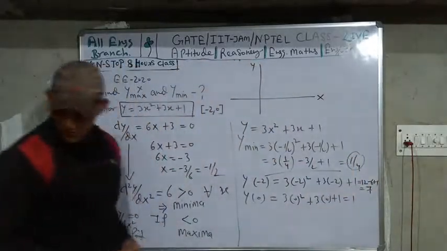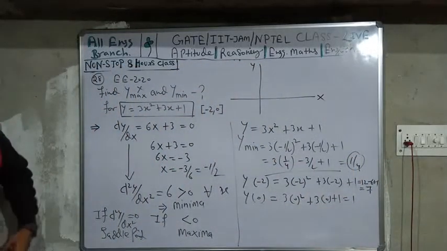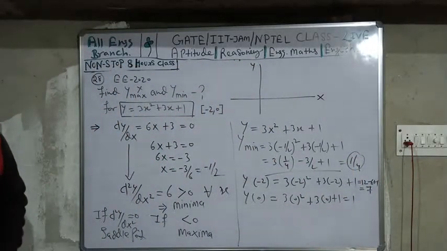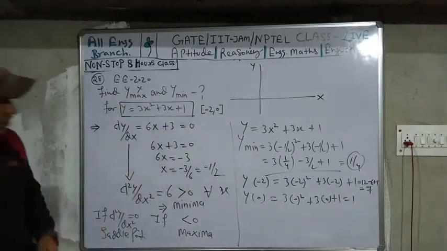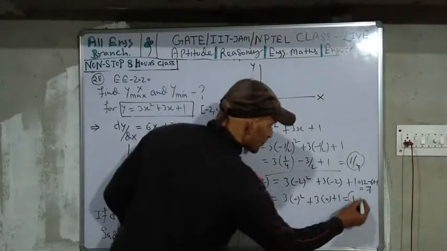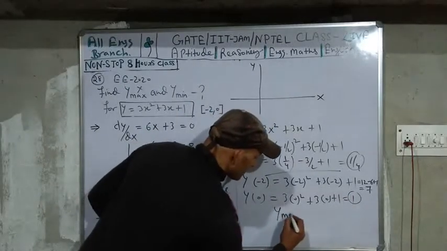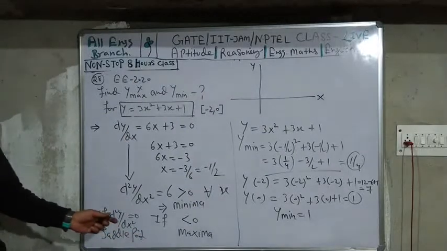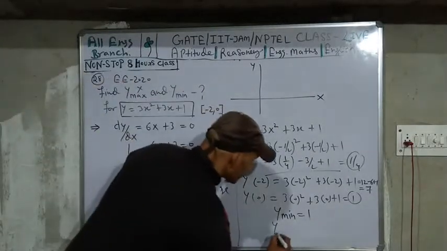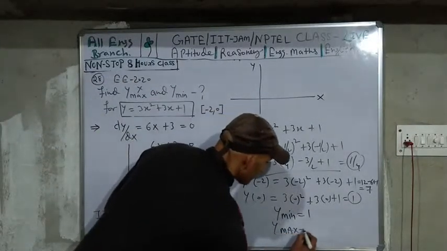So you are getting 1 upon 4, 7 and 1. Which one is the minimum value? Now you can check, your minimum value is 1. So your y minimum is equal to 1. And which one is the max value? Your max value, y max, is equal to 7.